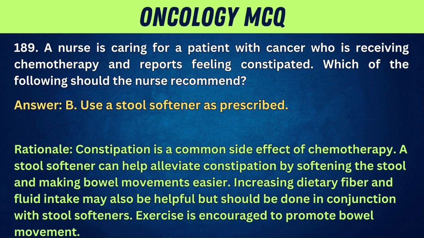Answer: B. Use a stool softener as prescribed. Rationale: constipation is a common side effect of chemotherapy. A stool softener can help alleviate constipation by softening the stool and making bowel movements easier. Increasing dietary fiber and fluid intake may also be helpful, but should be done in conjunction with stool softeners. Exercise is encouraged to promote bowel movement.